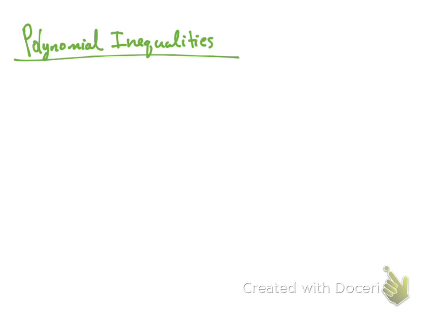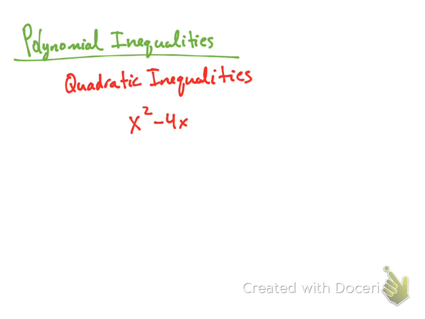In this video, I'll be going over polynomial inequalities. To start, we'll be looking at quadratic inequalities. A quadratic inequality is just something that is quadratic in form, and instead of having an equal sign, it has an inequality sign. So something like x squared minus 4x minus 5 is less than 0, or maybe something like negative 1/2 x squared plus 4x minus 7 is greater than or equal to 0.